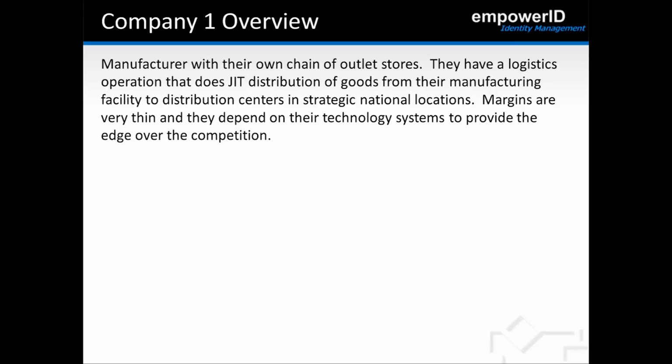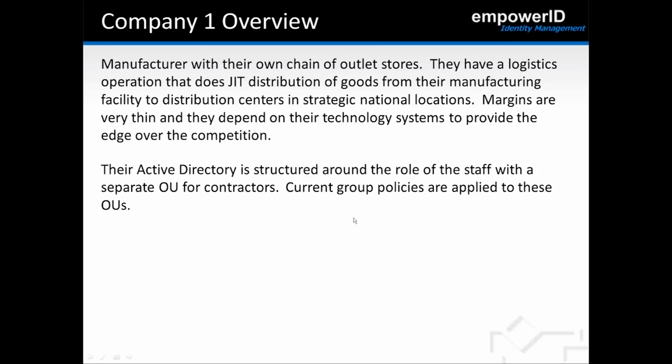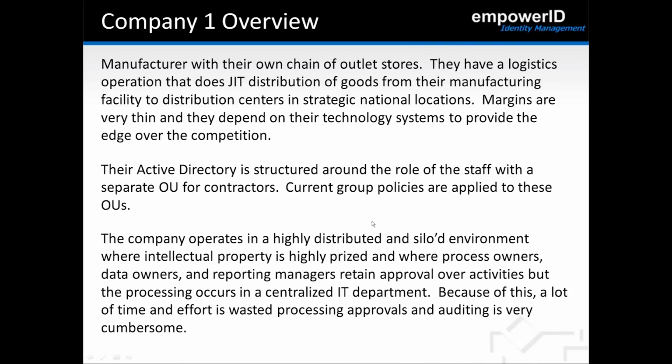They have a logistics operation that does just-in-time distribution of goods from their manufacturing facilities to the distribution centers in strategic national locations. Now the margins are pretty thin. They depend on their technology systems to provide the edge over their competition. Now their Active Directory is structured around the role of the staff member with a separate OU for contractors. Now current group policies are applied to these OUs.